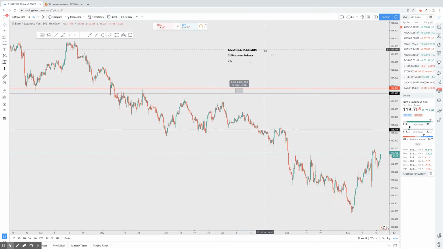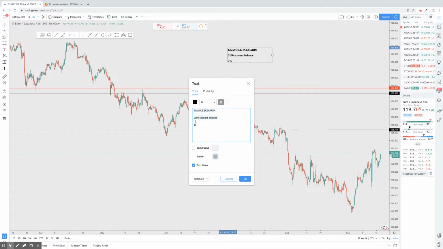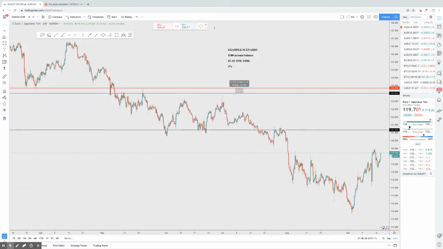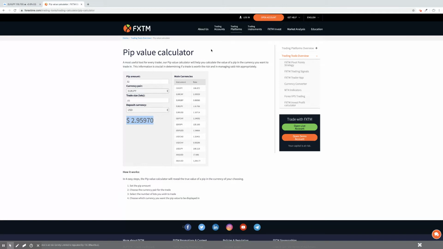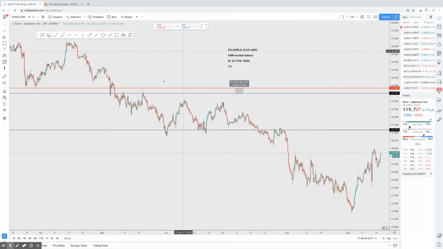Okay. That means that for this $100 account, we can only ever risk $3 at one time, not per trade, okay? At one time, all right? That's 3%, which is telling me with this pip value calculator, okay, I can only enter one trade because I've already almost risked it, right?